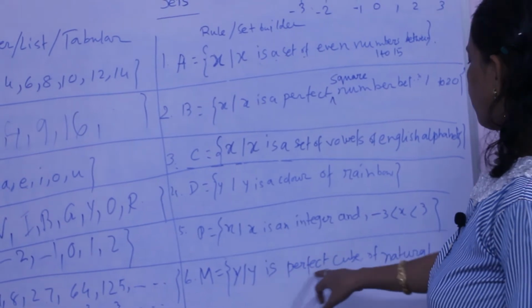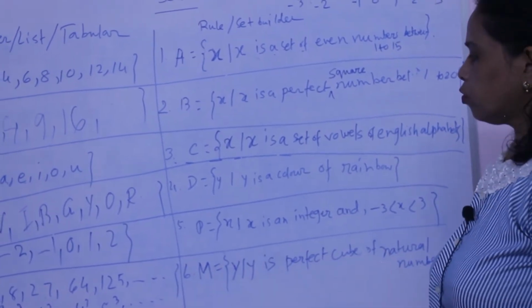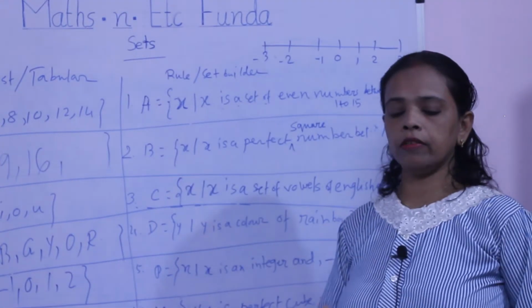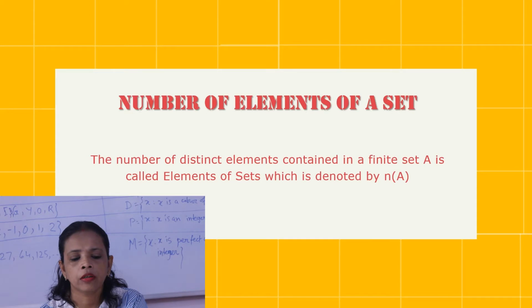So y is a perfect cube of a natural number. So, have the students understood? We will discuss more examples after this. Now we will study the definition of the number of elements of a set. So what is the definition?